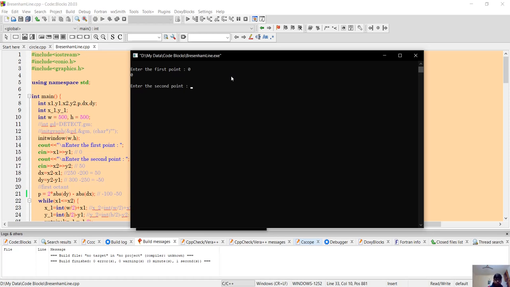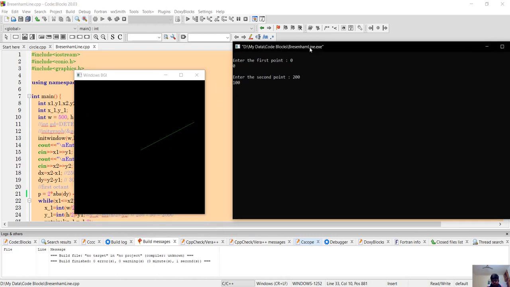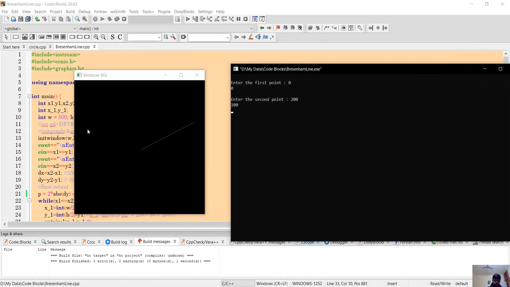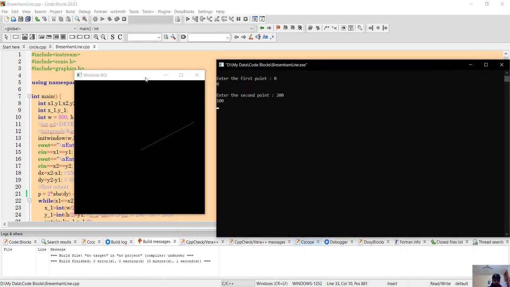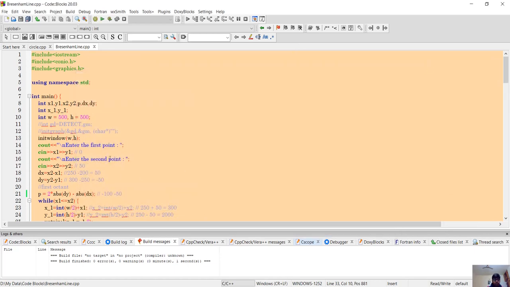Actually, I have taken the origin at the center. I will show you why. x 200, y 100. And here is our line, and it is working perfectly fine. And this matrix here is 500 by 500 pixels. As you can see, the origin normally starts from the upper corner, but I have shifted that origin to be at the center of our window.